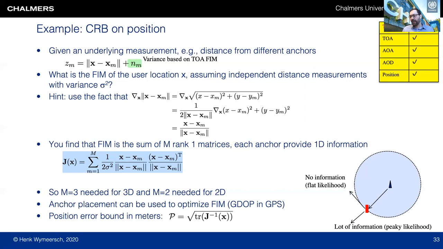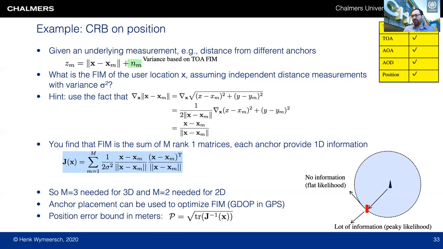From this Fisher information, which is a 2x2 matrix for two-dimensional position, we can compute the inverse, the trace, and then the square root. And this is something called the position error bound. In many papers on radio localization, they use this term position error bound. And the nice thing is that this is expressed in meters. So you say position error bound is 5 meters. That means in this location, your expected error will be around 5 meters.